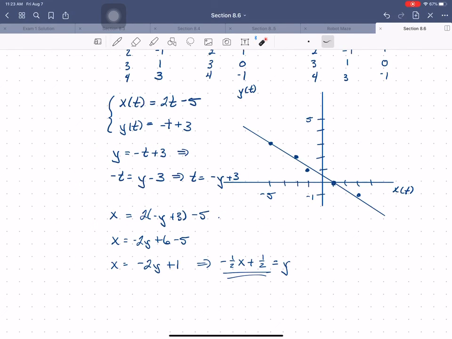So we're going to do a few more of these, and I'm going to show you what we can do with parametric equations graphically, and how they're helpful for describing different shapes.